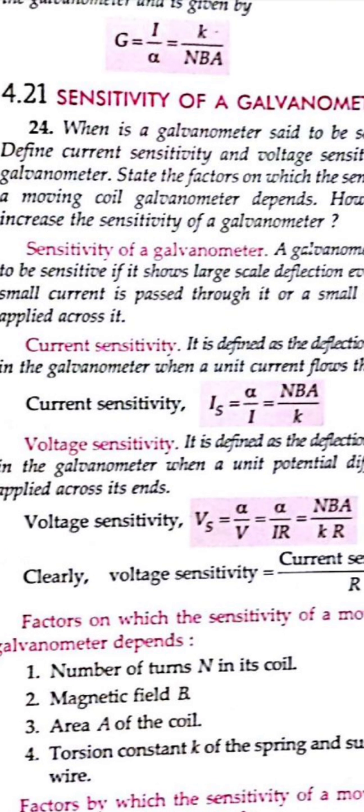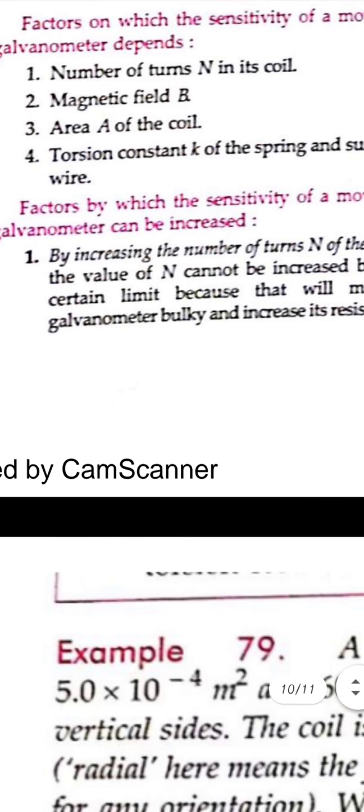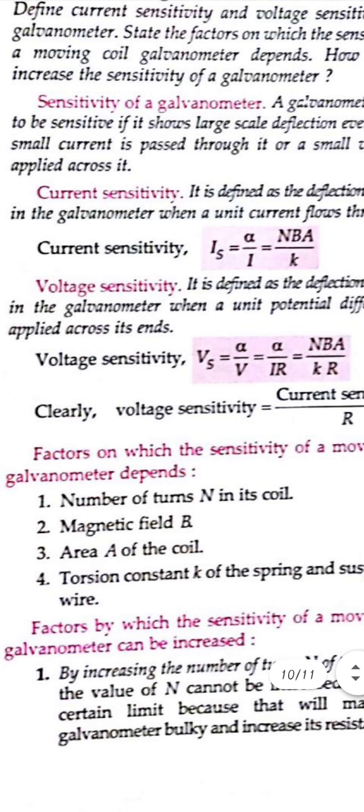So the sensitivity of the galvanometer is increased because it shows a large scale value with a small current. There are two sensitivities: one is current sensitivity and the second is voltage sensitivity. Current sensitivity is defined as the deflection produced in the galvanometer when current flows through it. Voltage sensitivity is defined as the deflection produced by the galvanometer when a potential difference is applied across its ends. So the current sensitivity is given by alpha upon I, that is NBA upon K, and voltage sensitivity is given by alpha upon the potential difference V. So it is given by NBA upon K, but V is given as IR, so it will be NBA upon KR.